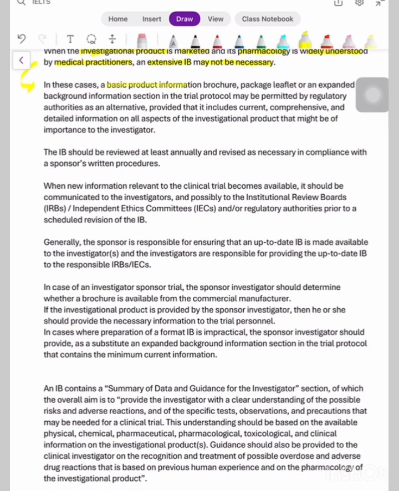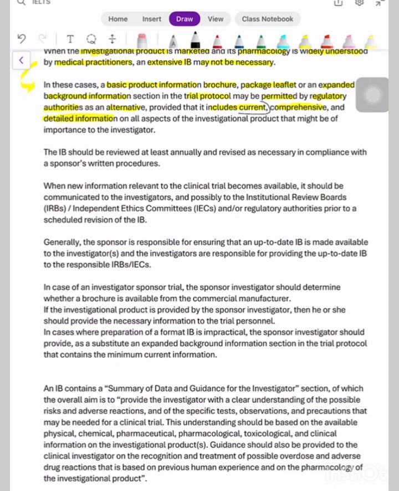A basic product information brochure, package leaflet, or an expanded background information section in the trial protocol may be permitted by the regulatory authorities as an alternative, provided that it includes current, comprehensive, and detailed information. So why did they say current?